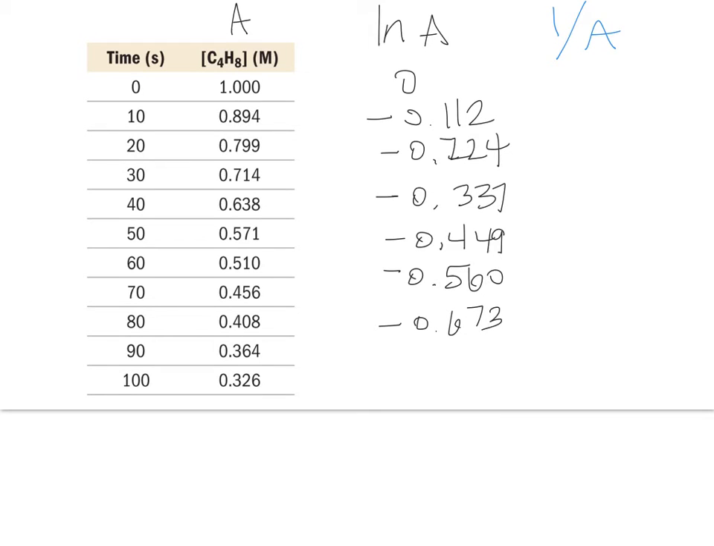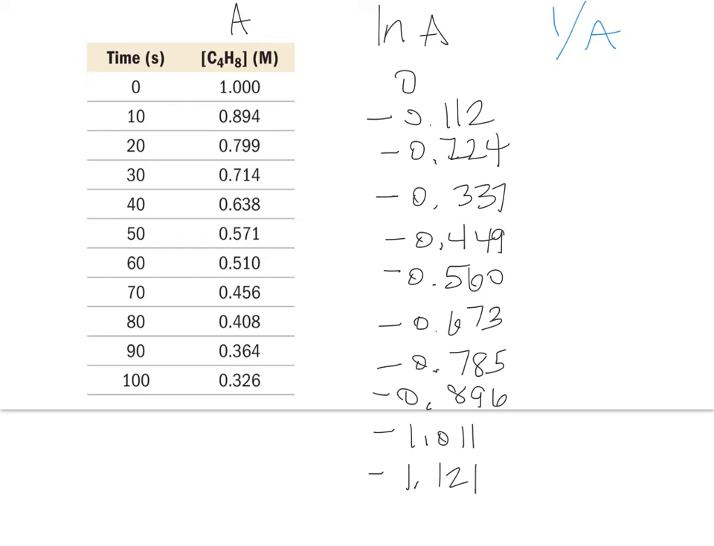Natural log of 0.456 is negative 0.785. And then the next one, 0.408, is negative 0.896. Natural log of 0.364 is negative 1.011. And then lastly, negative 1.121. Notice that the numbers get progressively smaller, further away from 0, and they're all negative numbers except for the very first one, which is 0.